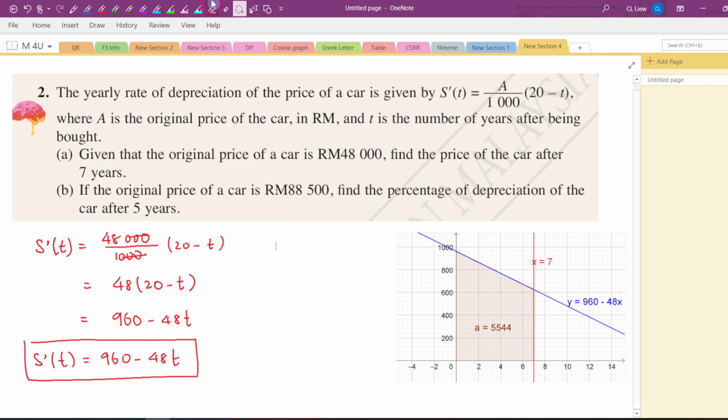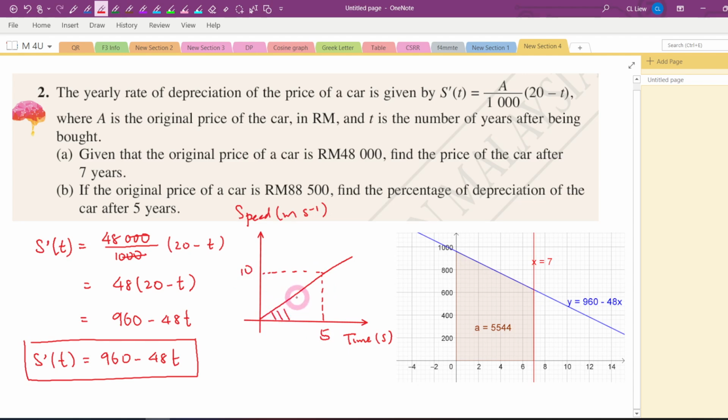Before I show you how to solve this one, try to think about this. Let's say you have a graph like this. Speed against time. Meter per second, and this is time in seconds. Let's say this is 5, this is 10. If I ask you, what is the total distance travelled for the first 5 seconds? How do you find total distance travelled? You find the area under the graph, right? You learned this in modern math. Now, same thing, the same concept applies here.